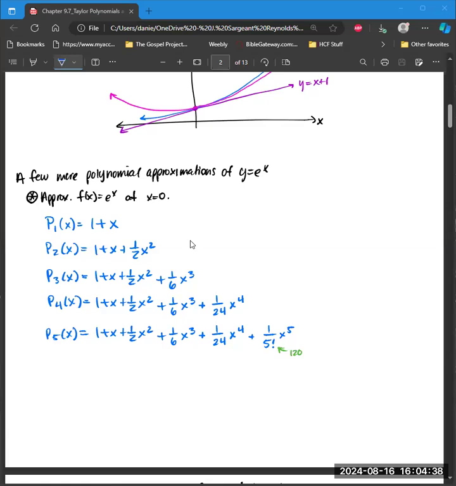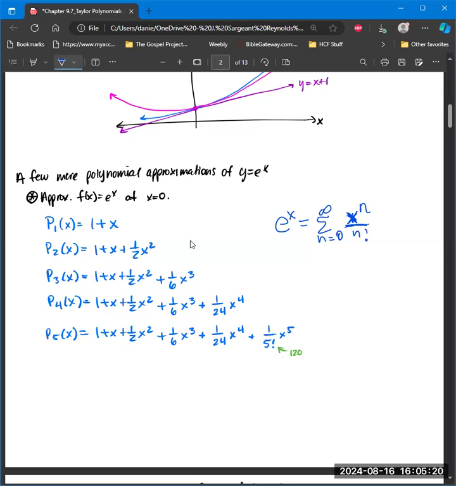That 6 times 4 was 24, so 5 factorial here, 5 times 24 is going to be 120. And so e to the x is exactly the sum from n equals 0 to infinity of x to the n over n factorial, like that. That's what it is.